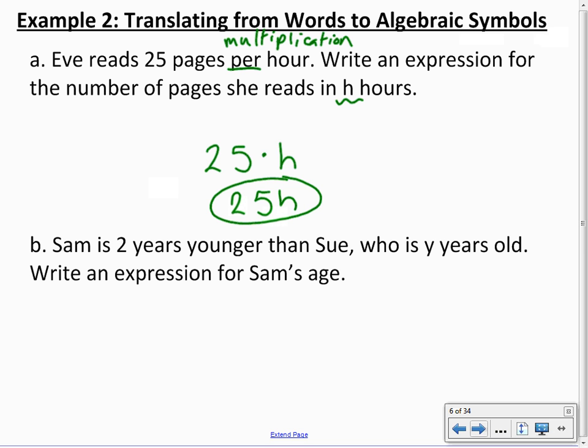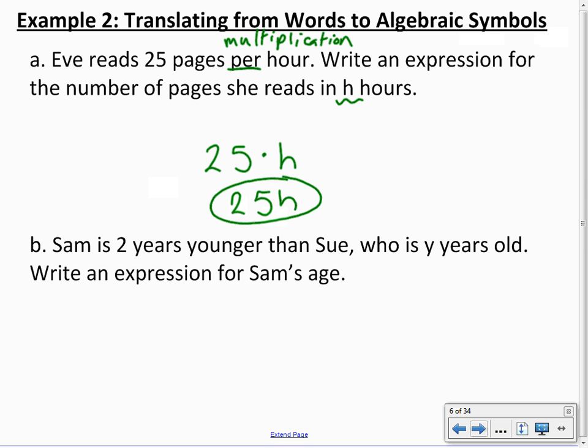That would represent how many pages she can read in H number of hours. If she reads for 1 hour, it's just going to be 25 times 1, which means that she would just read 25 pages. If she reads for 2 hours, now we have 25 times 2, so she'll read a total of 50 pages. Go ahead and pause and try example B.